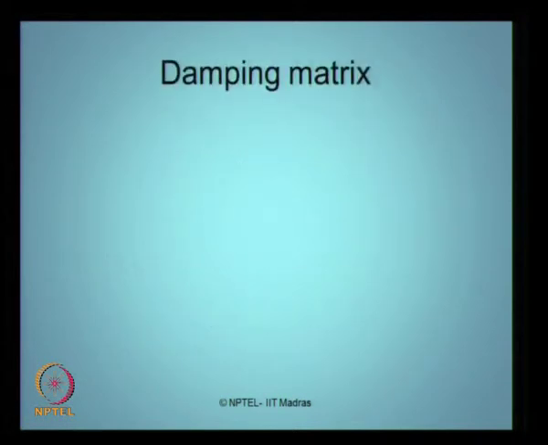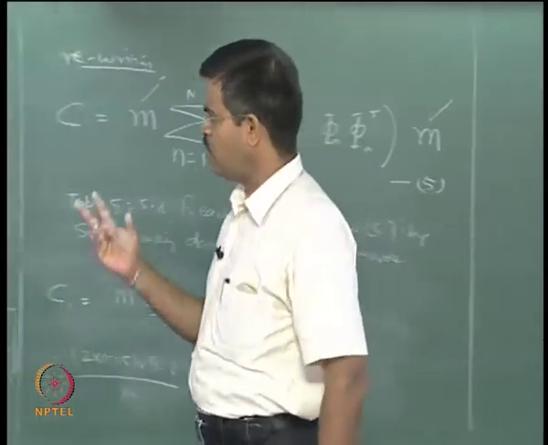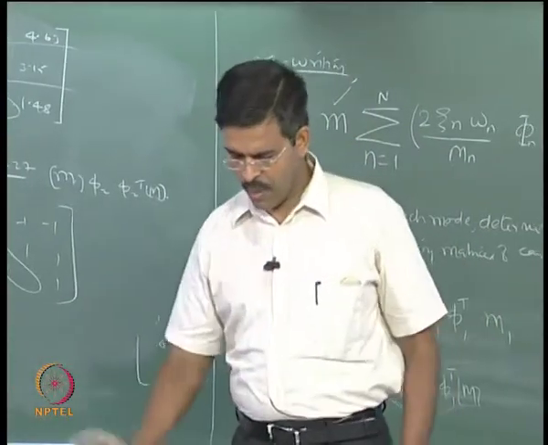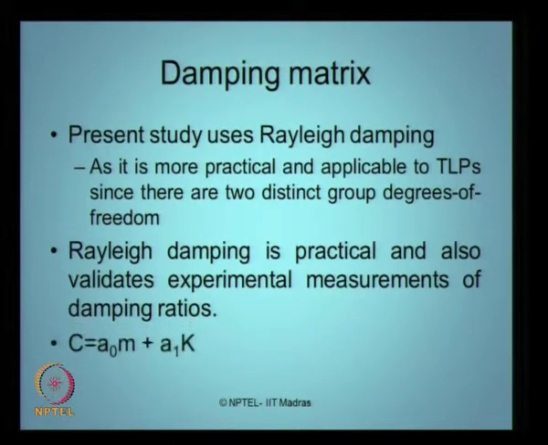So, coming to the damping matrix, the present study uses Rayleigh damping because it is more practical and applicable to TLP, because we have an advantage, TLP has got 2 distinct groups of degrees of freedom, one is stiff and one is flexible. I can easily select 2 ratios and do Rayleigh damping for this. So, this model applies Rayleigh damping. So, what we have used in this study is A0 M and A1 K, and of course, C will also get updated because K is getting updated. Okay.